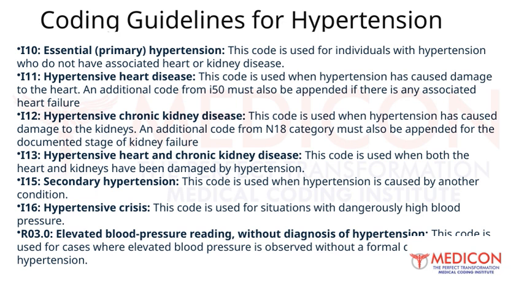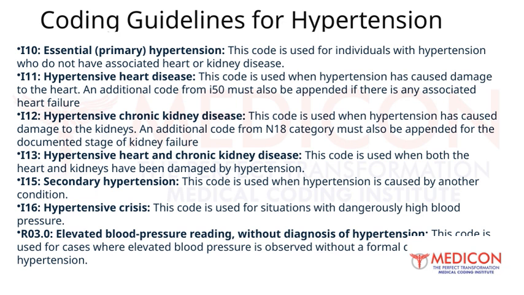If both the heart and kidneys are affected by hypertension, the appropriate code is I13, which covers hypertensive heart and chronic kidney disease. In cases where hypertension is caused by another condition, we document it with the secondary hypertension code, I15. And for hypertensive crises, which are situations with dangerously high blood pressure requiring urgent attention, we use I16.